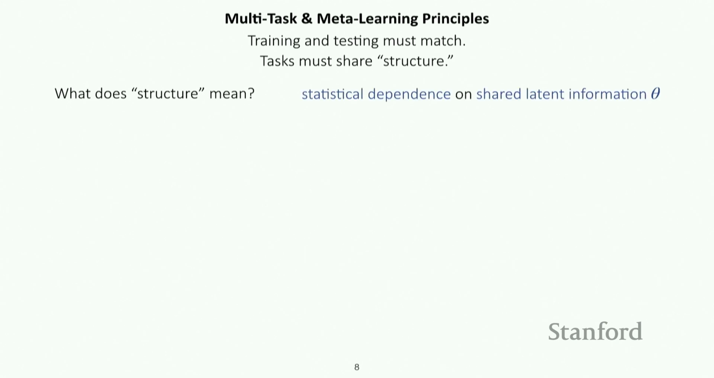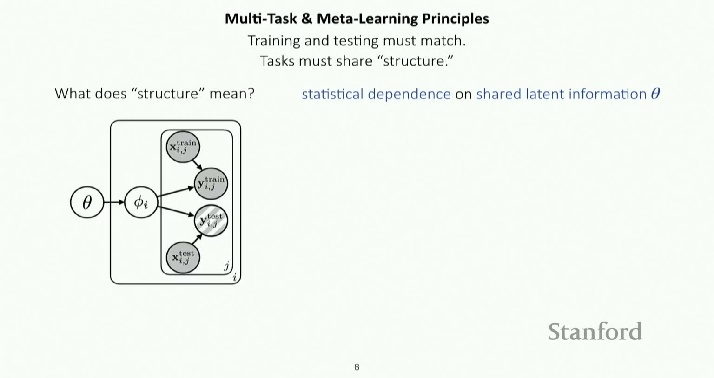And this is the point that I'd like to go into a little bit more depth on, which is, what does structure even mean? I think that one way that we could formally define what structure means here is that there's some statistical dependence on some shared latent information across the tasks. In particular, we can bring up this graphical model, which I showed a few lectures ago, where theta is the meta parameters that are shared across all tasks, phi i is the task-specific parameters for each task i, and then we also have a number of data points indexed by j for each of the i tasks.